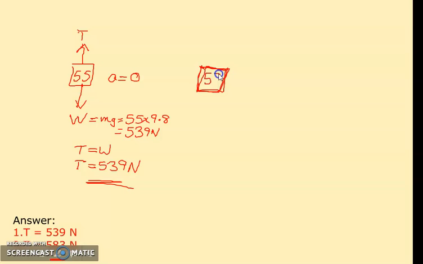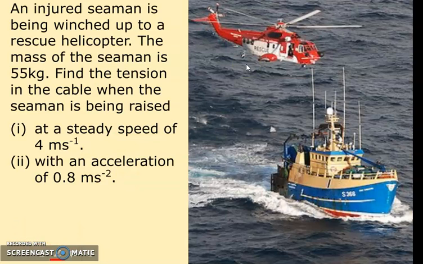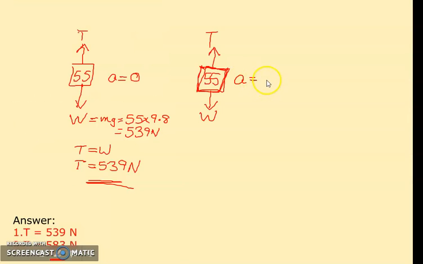So we've got 55 inside it. And we've still got a weight. We've still got a tension. So nothing's really changed, other than they tell us a equals... Now if we just go back, it says a equals 0.8. So I need to write here a equals 0.8.